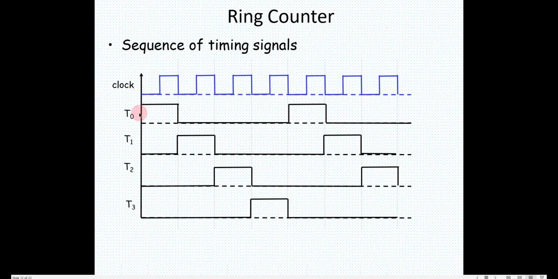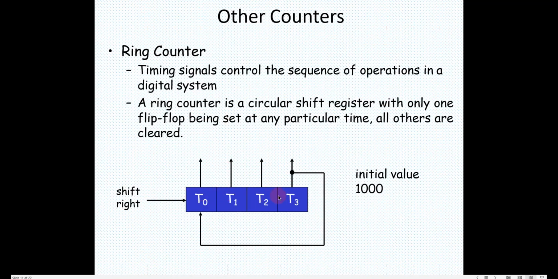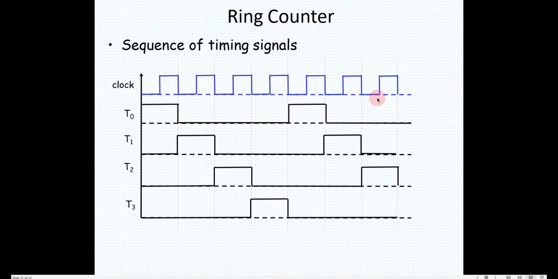If I see the waveform, initially I have loaded T0 with 1. This is a negative edge triggered flip-flop, and this waveform is shown for a negative edge triggered flip-flop. At the first negative edge, this 1 will be transferred to the next flip-flop, and it will go 0 out here. In the next clock this will go high, and in the next clock this will go high, and then in the next clock T0 will go high again.